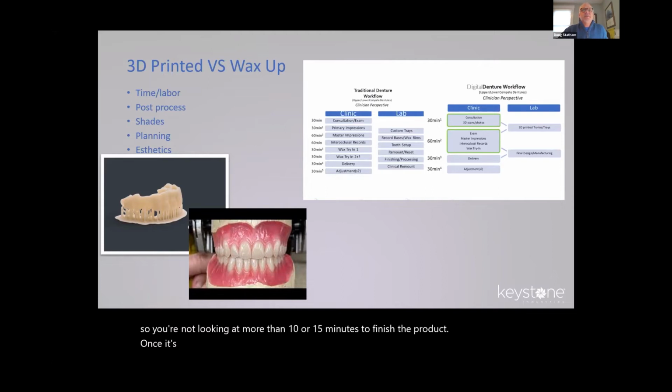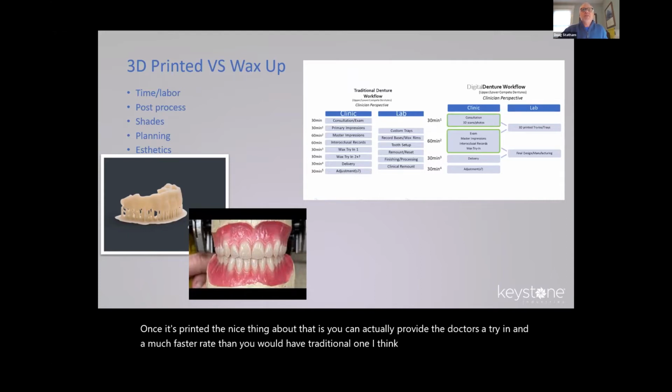The nice thing about that is you can actually provide the doctors a try-in at a much faster rate than you would a traditional one. I think we're looking at it between 2 and 3 weeks for a traditional wax up, and you could probably do this easily in 2 to 3 days. Also, the shades on this, although there's only 3 right now, you're going to have a lot more shades on this in the coming months and years. So I think you'll see a massive improvement there.